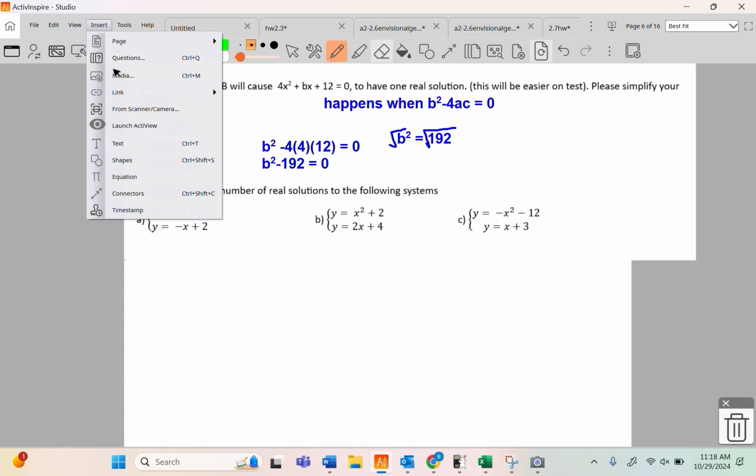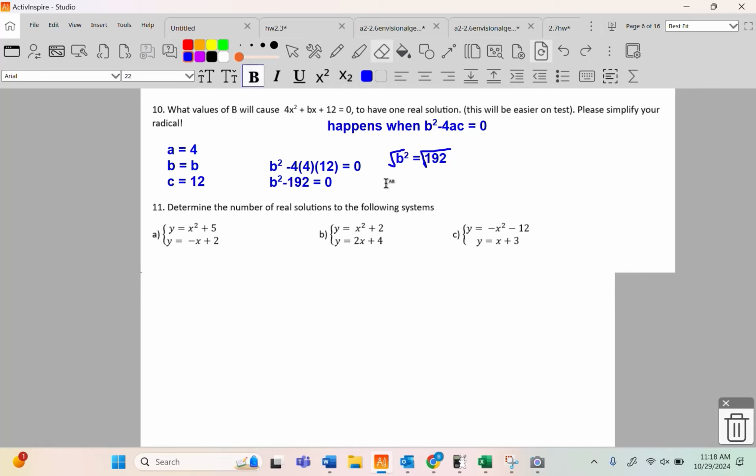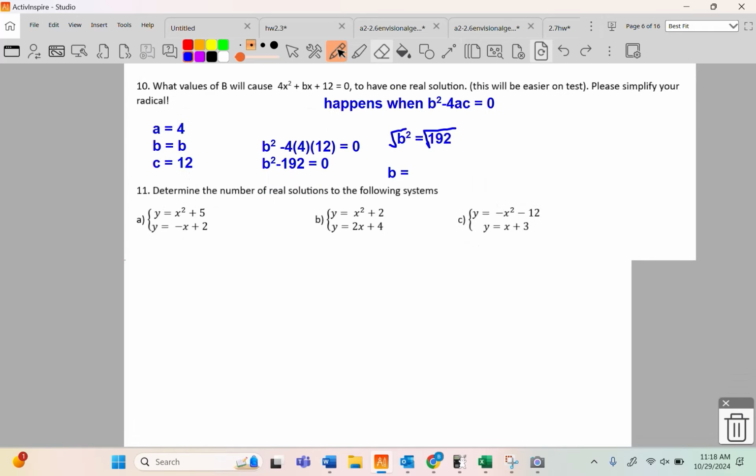I'm going to include the plus or minus symbol. And I got to stop typing. So root 192 is root 64 times root 3, which is 8 root 3, plus or minus 8 root 3. Either one of those two b values gives you one solution. Kind of interesting, huh?